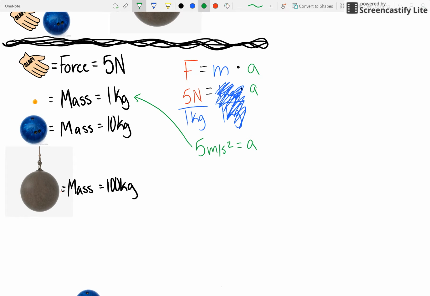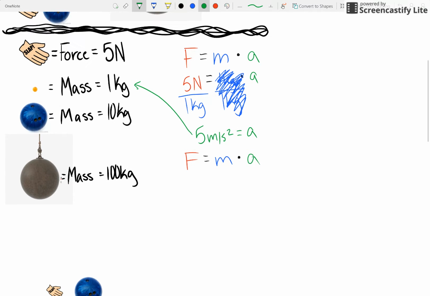Now let's try the acceleration for the bowling ball. So again, we have force equals mass times acceleration. We've got our force. It stayed constant. It's all of our might. And that would be 5 newtons. I have an arbitrary number that I kind of made up. That's okay. And then we have the mass of the bowling ball. The mass of the bowling ball was 10 kilograms. It's got more than the ping pong ball. We multiply that times acceleration.